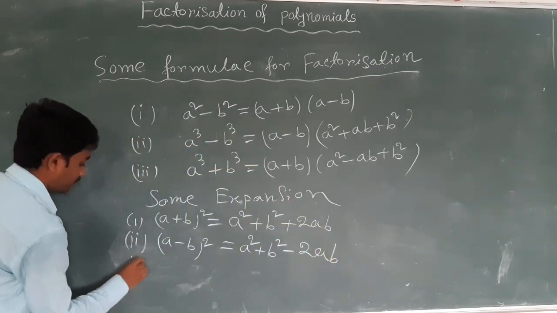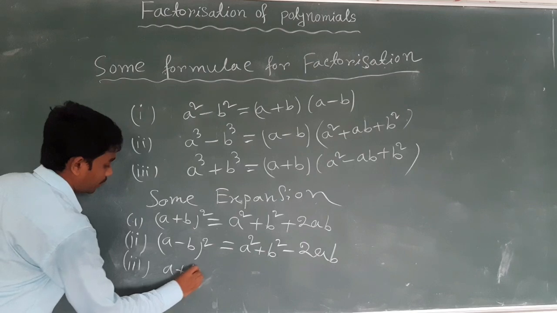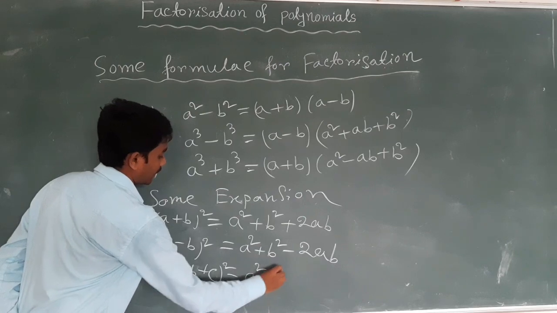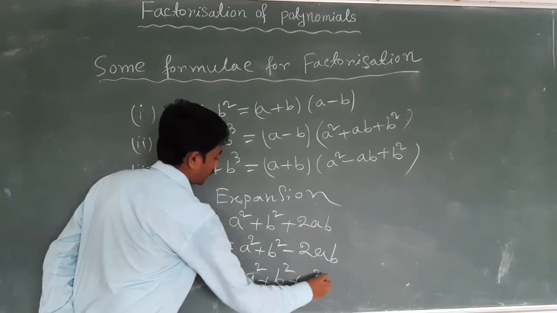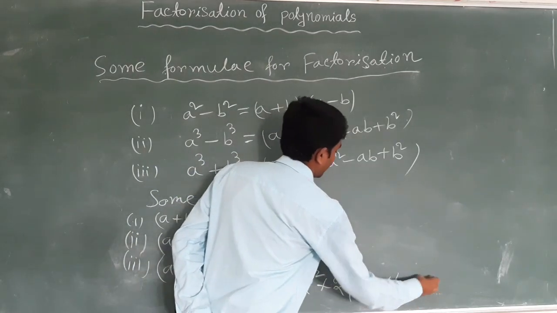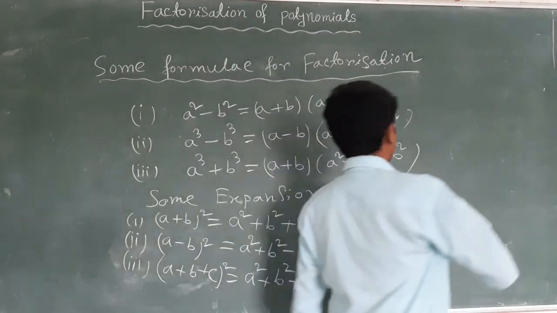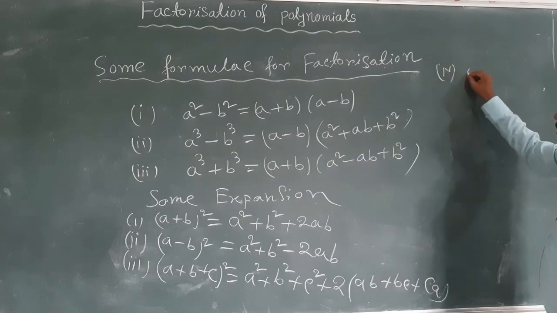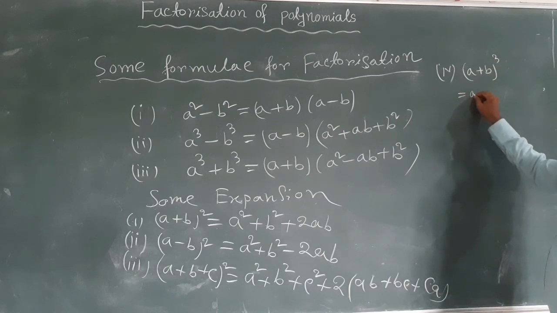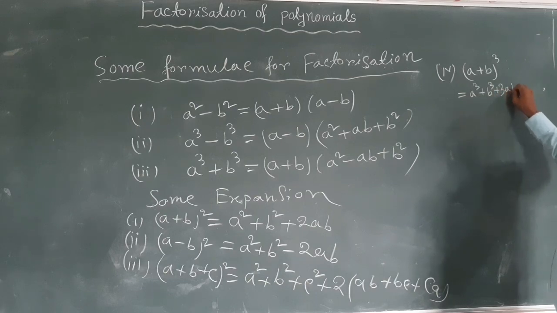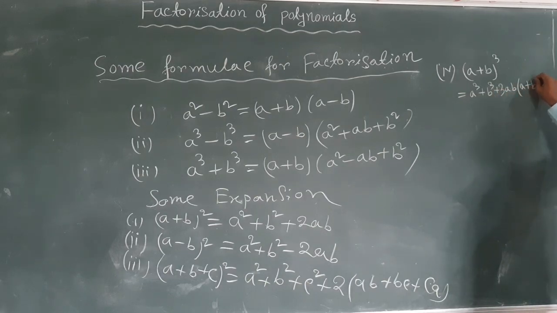Third one, a plus b plus c whole square is equal to a square plus b square plus c square plus 2 into ab plus bc plus ca. Fourth one, a plus b whole cube is equal to a cube plus b cube plus 3ab into a plus b.